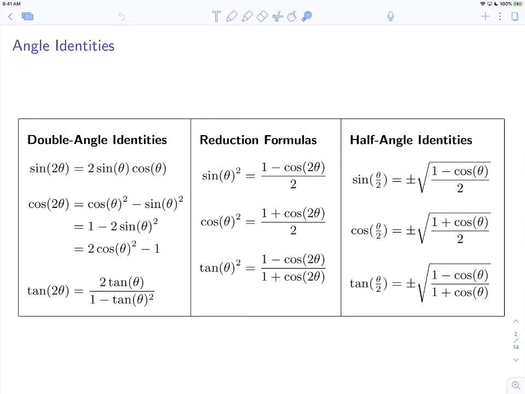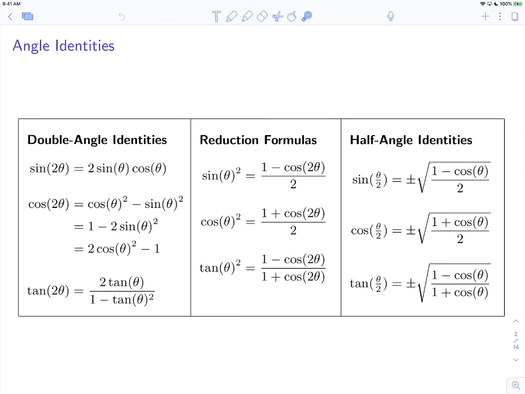The reduction formulas allow us to reformulate expressions involving trigonometric functions to the power 2 as trigonometric functions to the power 1, but the trade-off is that the angle goes from theta to 2 theta. But the reduction formulas allow you to reduce the exponent on the trig functions. Sine theta squared, cosine theta squared, or tangent theta squared, all of these can be re-expressed in terms of cosine of 2 theta.